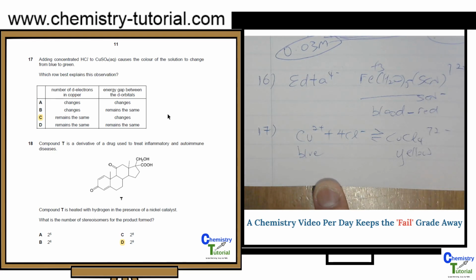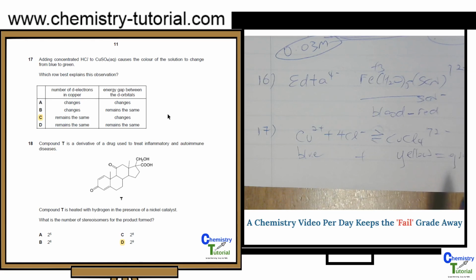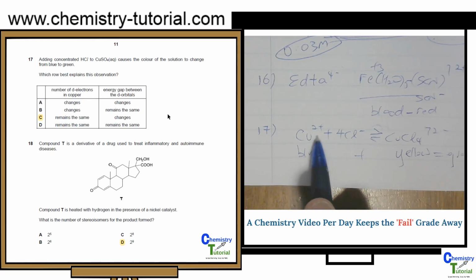But how come we have a green solution? Because this is a reversible, equilibrium reaction. Therefore, blue plus yellow gives you green. So this one is yellow, this is blue, and blue plus yellow gives you green. So let's come back to this question. Which row best explains this observation? The number of d electrons in copper changes. No, because this is still 2 plus.